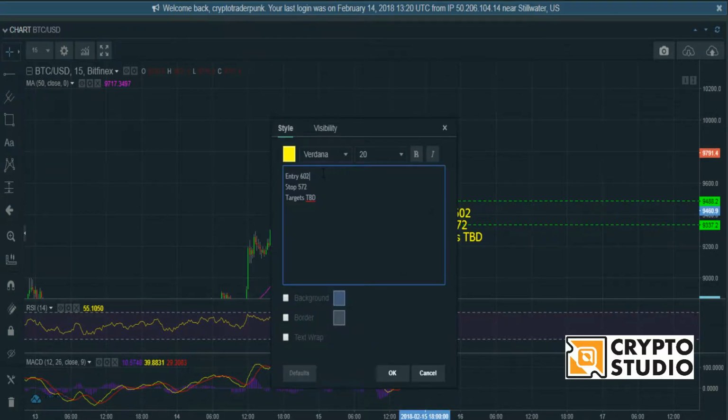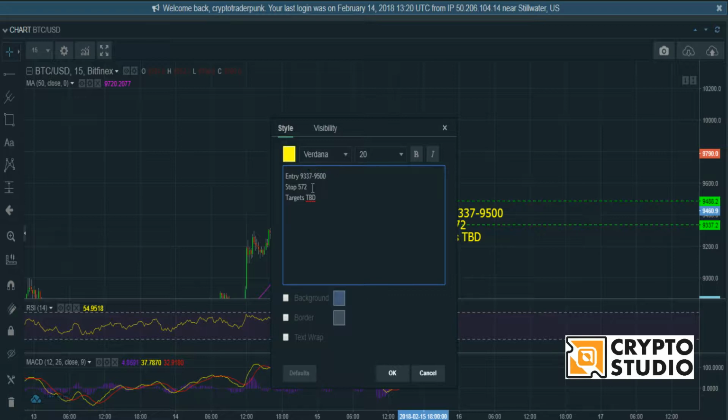So the entry on it would be 9,500. Actually, I'm going to put the level between 9,337 and 9,500. The stop on this one is going to be 9,330. So we're going to be risking about 170 points on this one, a $170 move on Bitcoin.